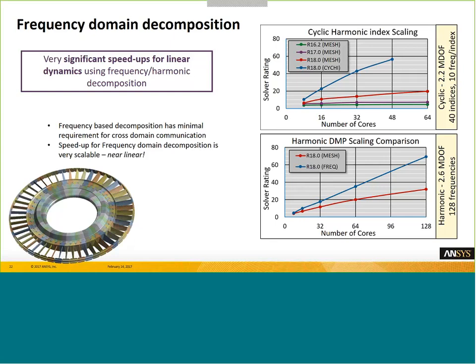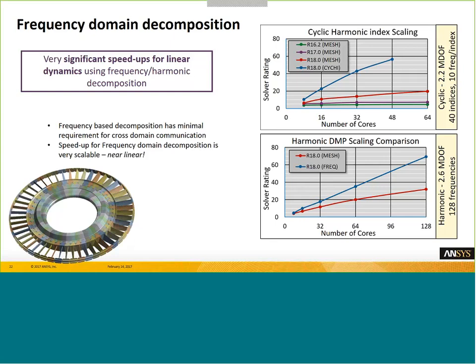The red line is 18.0, so the same methodology as we have right now, and we'll see the speed up is actually much more significant. As we go from 8 to 16 to 32, if we look at 32, we're over twice as fast as we were at 17.0, and that's just last year. If we switch to the frequency-based, in this case cyclic harmonic index decomposition, the speed up is massive. It's much, much quicker than using mesh-based decomposition.